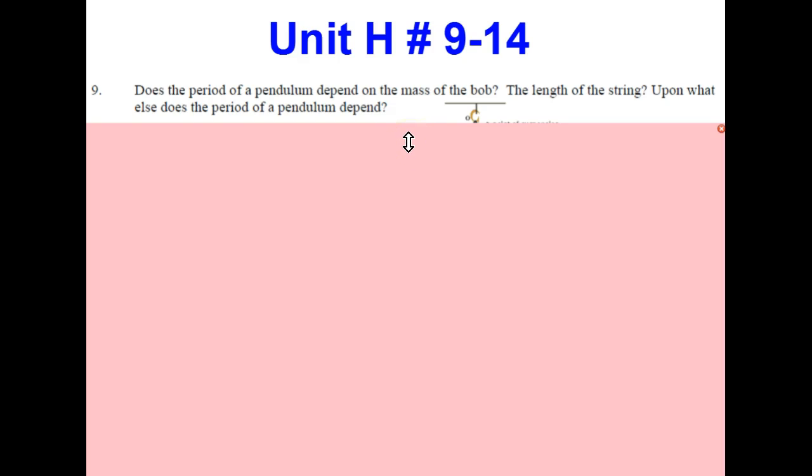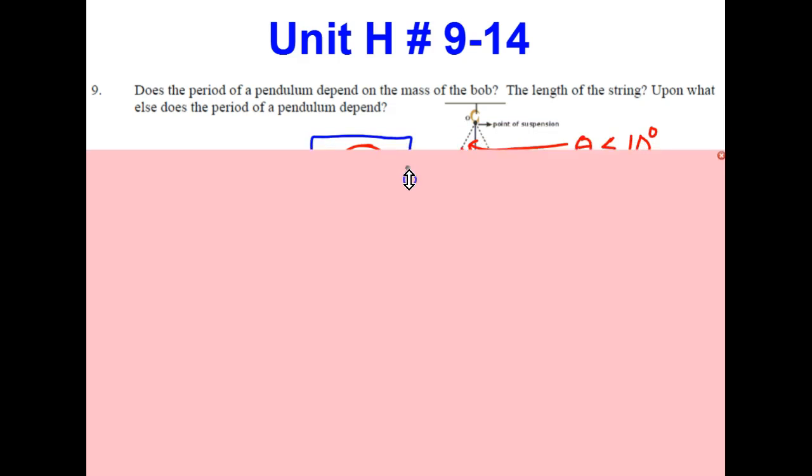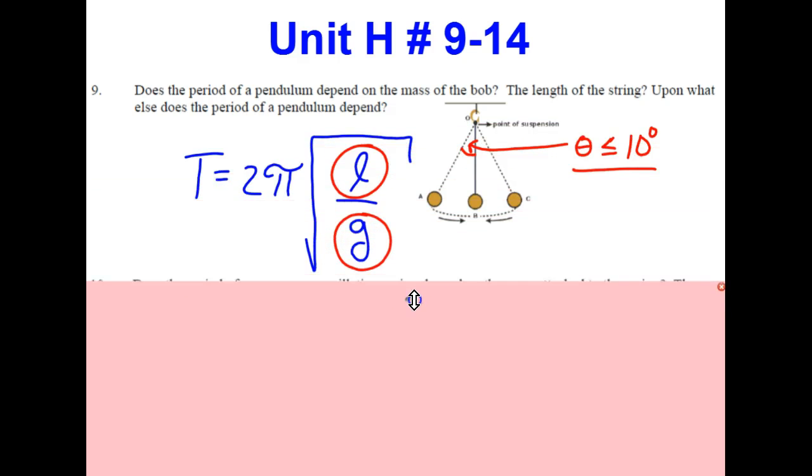First, does the period of a pendulum depend on the mass of the bob, the length of the string? Upon what else does the period of the pendulum depend? Well, taking a look at the formula for the period of a pendulum, T equals 2 pi square root of L over g, the dependent variable is the length over the constant, which is g. There's our answers to the question. Does it depend on the mass of the bob? The answer is no. It is independent of the mass.